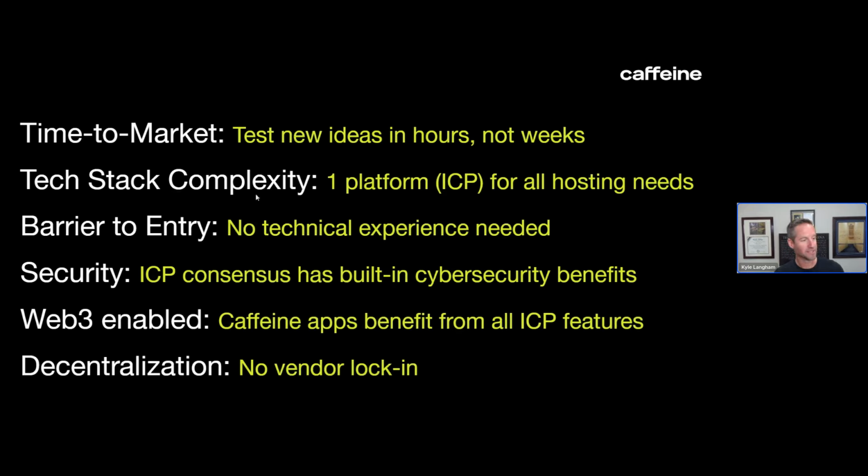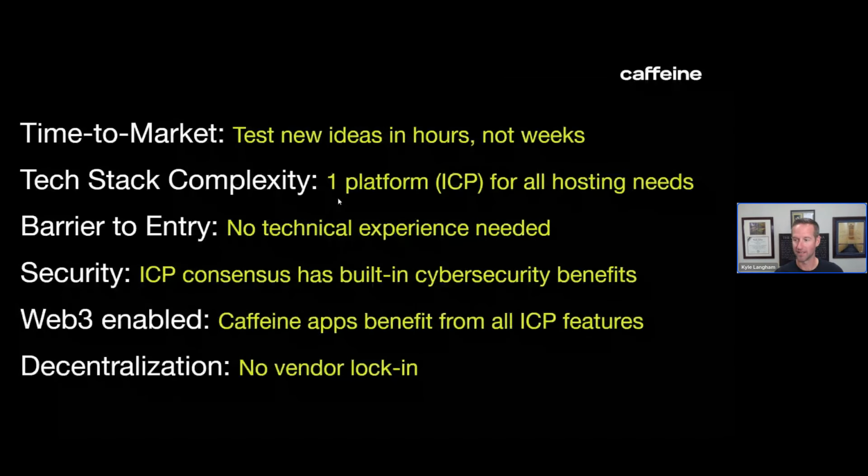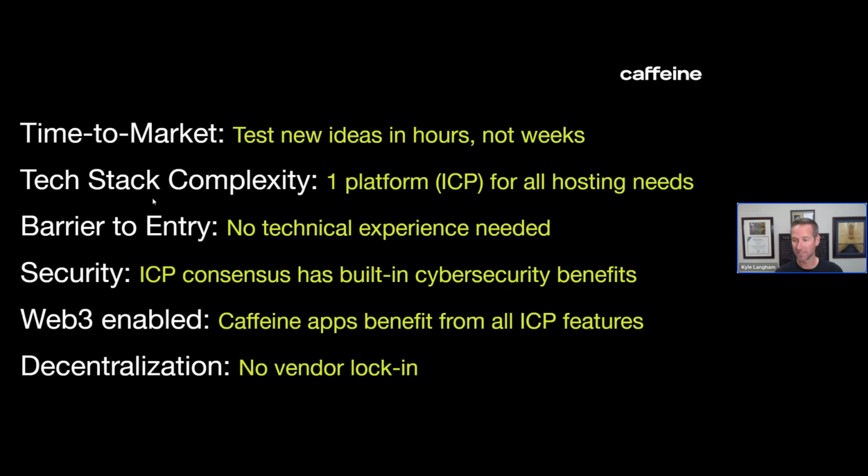Tech stack complexity. One of the problems that we have in traditional Web 2 is how complex tech stacks have become. So ICP is a single tech stack that does front end, back end, and data hosting, and that actually solves a lot of that complexity. It actually makes it really nice for AI. AI is very good at deploying applications to ICP because of that lack of complexity in the tech stack.